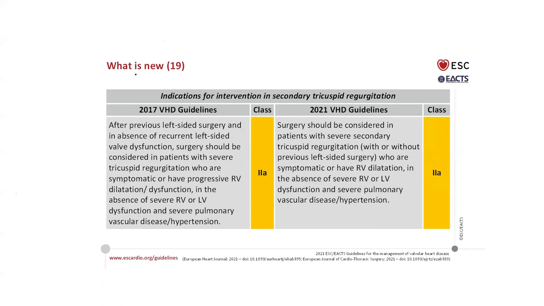Now, what about the secondary? Secondary, in 2017: previous left-sided surgery and in the absence of left-sided valve dysfunction, surgery should be considered in patients with severe TR who are symptomatic and have progressive RV dilatation in the absence of severe RV or LV systolic dysfunction and severe pulmonary hypertension. Now in 2021, they said surgery should be considered in patients with severe secondary tricuspid regurgitation with or without previous left-sided surgery who are symptomatic and have RV dilatation only, not necessarily RV dysfunction, in the absence of severe RV or LV dysfunction and severe pulmonary hypertension. So you have to have no severe RV dysfunction, no severe LV dysfunction, no severe pulmonary hypertension.